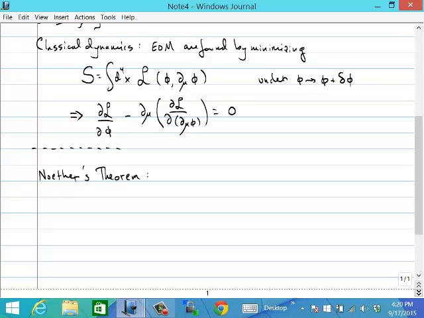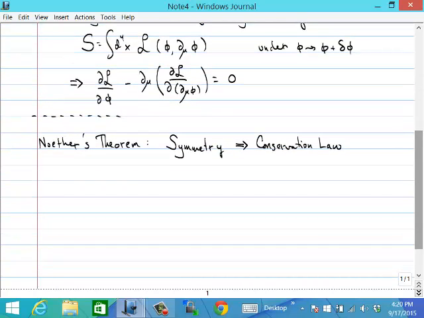Okay. So just to remind you, Noether's theorem is the statement that whenever you have a physical system, if that physical system has a symmetry, then that implies that there is some sort of conserved quantity associated with that symmetry. Okay. And what I'd like to do now is work out the consequences of this in the context of classical field theory.